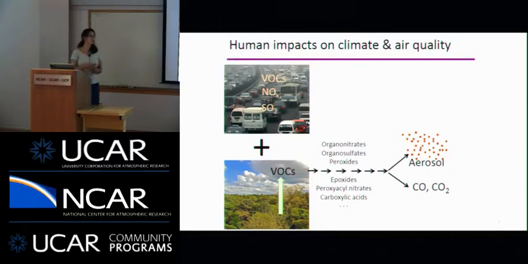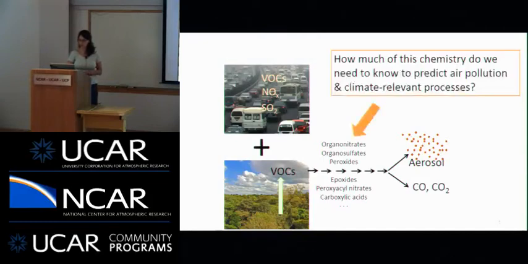So we know that there are huge numbers of different types of compounds. There are organic nitrates, organic sulfates, peroxides, epoxides. You go to an organic chemistry textbook and you pull out the functional groups and you see that they're pretty much all listed. And all of those are present in the atmosphere. And they all do interesting chemistry. But they pose an interesting problem.